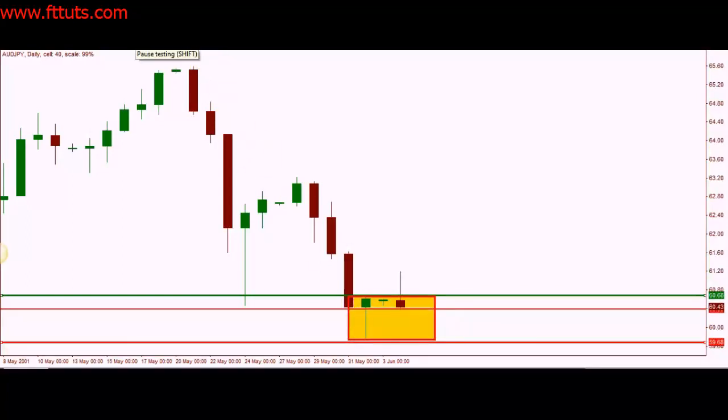What I want to show you guys is that I always start out with an entry here. If the price goes lower than the body here, then I'm going to move my entry down to the body. So watch.